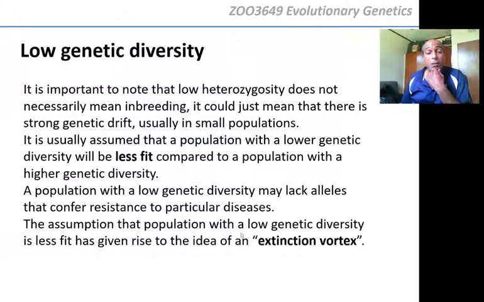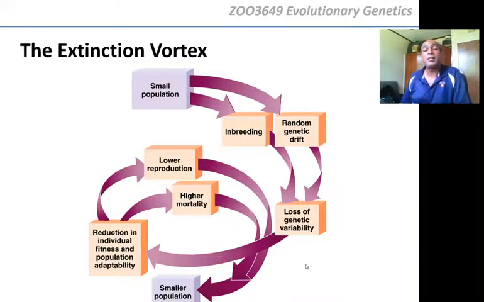So the assumption that a population with low genetic diversity is less fit has given rise to the idea of what we call an extinction vortex. And this is the extinction vortex.